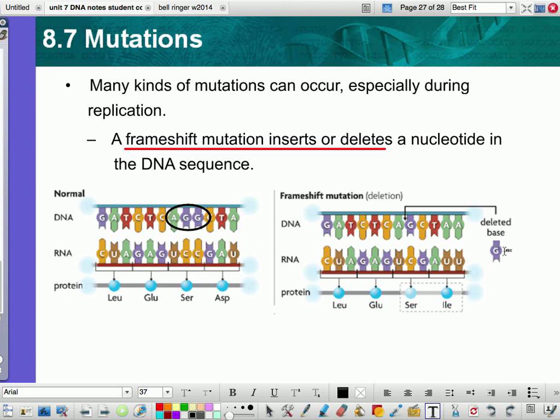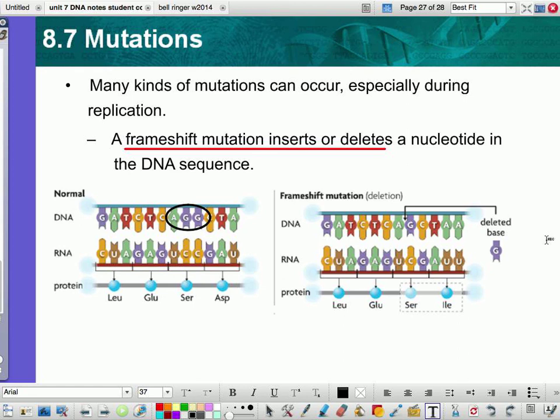Well, what happened is one of the G's has been deleted from the sequence. So if you count your base pairing here and down here, you can see big change. The codon AGG gives you serine. If I do my coding here, everything's shifted. So GAT's first codon, CTC is the second codon, now AGC is the third codon, and that gives me the amino acid serine. And then it changes everything in the strand from then on because they all got displaced.